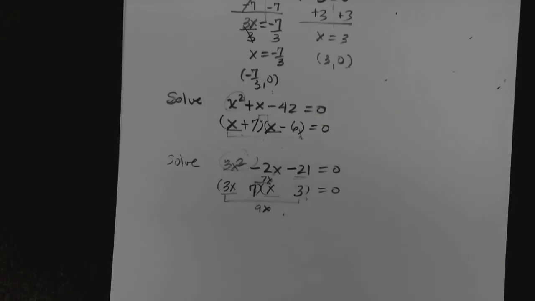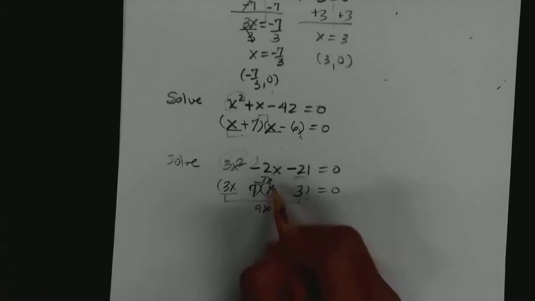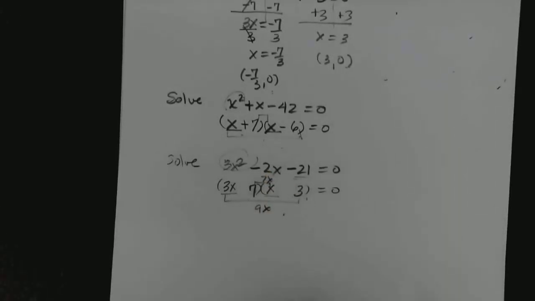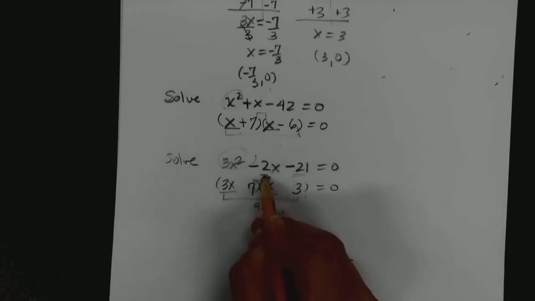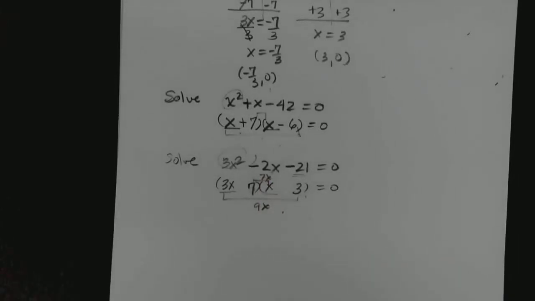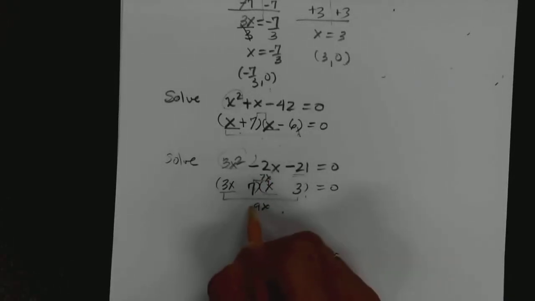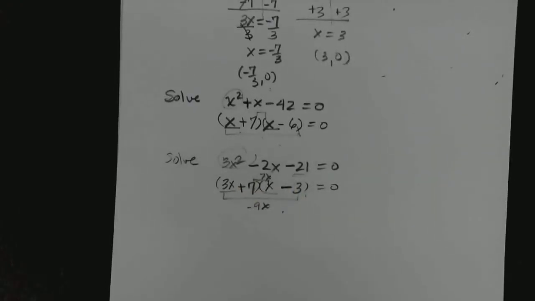Right? The difference is 2, between 7 and 9. So now I want to make it negative 2. Which one has to be negative, negative 9 or negative 7? Negative 9. I want it to be negative 9. So this has got to be negative, and this has got to be positive.